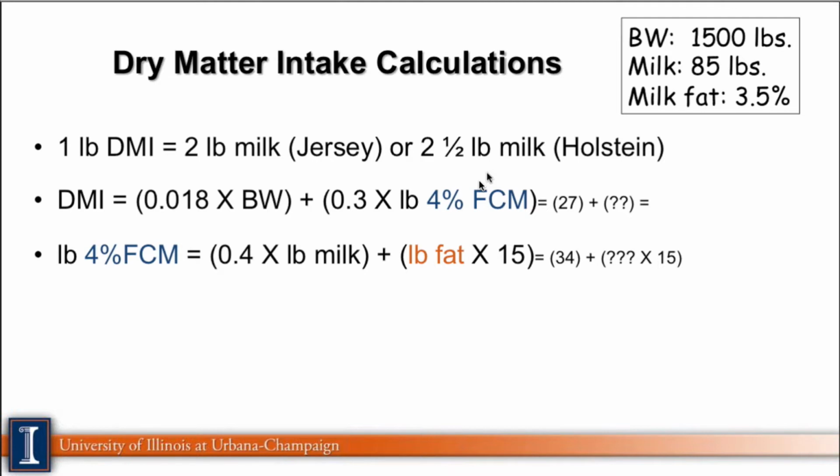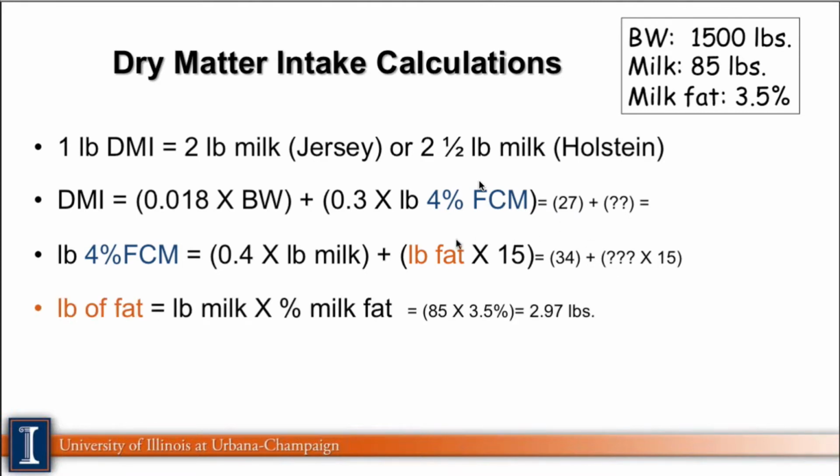For the 4% fat corrected milk, we have another formula, where we multiply the amount of milk the cow is producing by this factor, and then the amount of fat by this other number. Now, what is that other number? The amount of fat the cows are producing is pretty easy to figure out. It's the amount of milk times the percent fat. So this cow is producing 2.97 pounds of fat per day. Therefore, her 4% fat corrected milk is going to be 78.55, and she should be eating around 50.5 pounds of dry matter per day. Okay, that's what the NRC gives us.